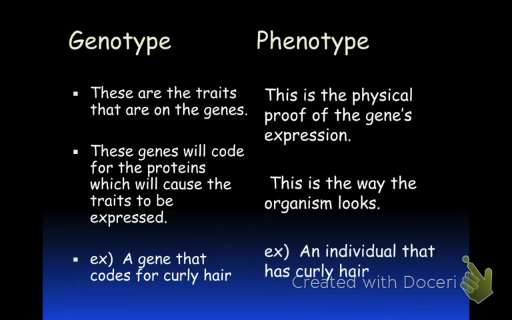So your genotype says you've got a gene that codes for curly hair. The phenotype shows that. It's the proof because you've got curly hair. You've got a genotype that says you are going to have brown eyes. Your phenotype proves that by showing that you have those brown eyes.